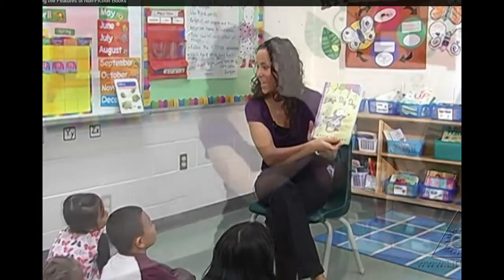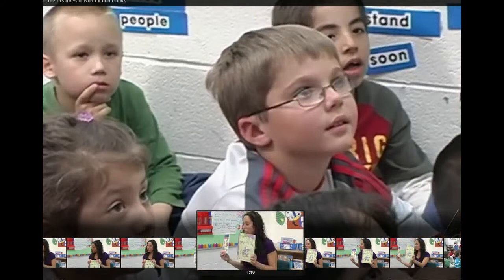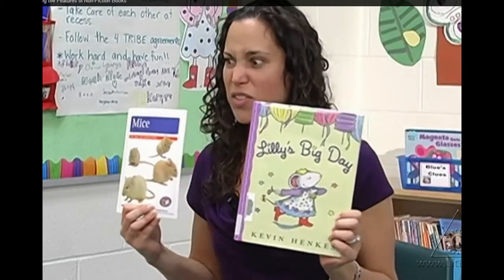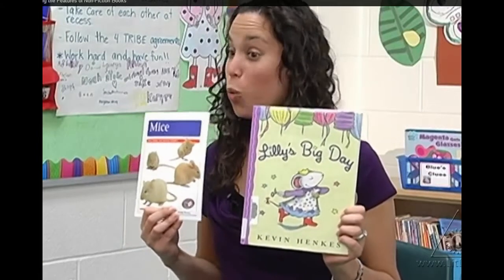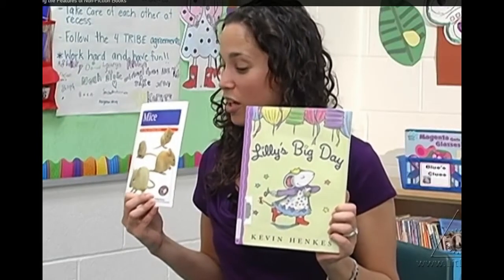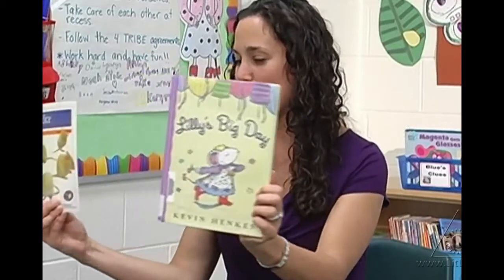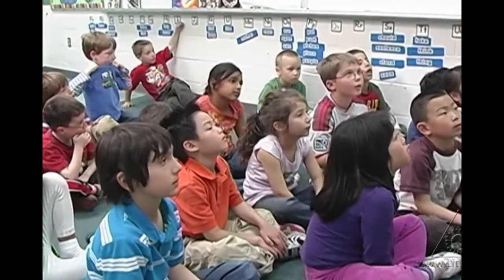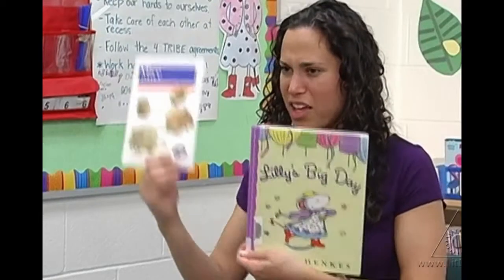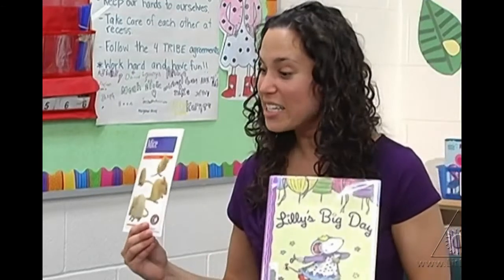Lily's big day. So she begins by sharing a fiction book and reads through it, and then she brings out a nonfiction book. A really big clue that these are going to be different stories. One is going to be real, and one is not going to be real. Put your hand up if you can tell me what's the clue. One's a photograph and someone draws the other one. Okay, so one's a photograph, and someone drew the other one. And she explores the conventions of nonfiction versus fiction with her students.